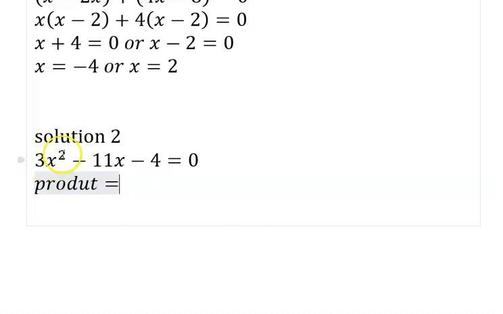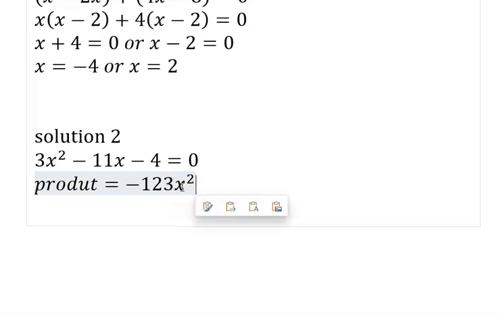Our product will be multiplying what we have at this extreme left by what we have at this extreme right, because there is minus here. Definitely our product will have minus. So 3 times 4 will give you what? 12. Then we now have x squared. So we have minus 12x squared. That would be our product.